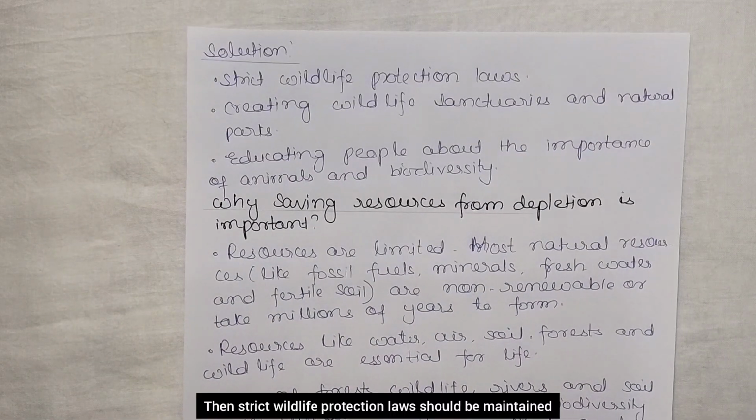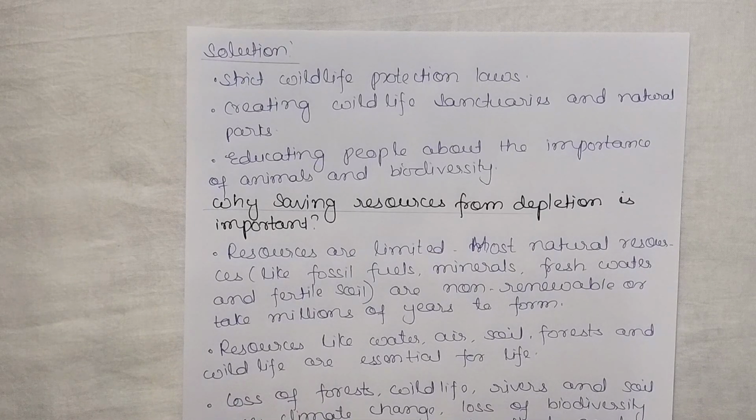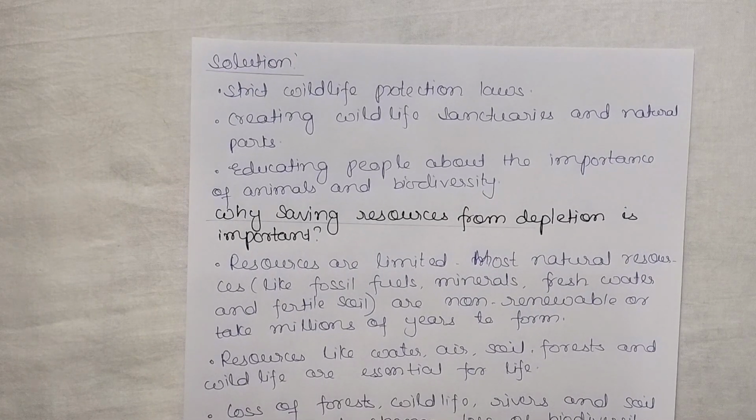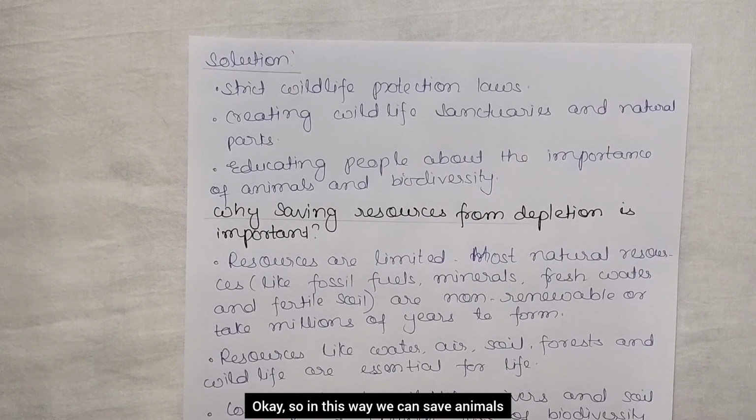Strict wildlife protection laws should be maintained, and they are maintained by the government also. They have been implemented. Creating wildlife sanctuaries and natural parks, and educating people about the importance of animals and biodiversity. Okay, so in this way we can save animals.